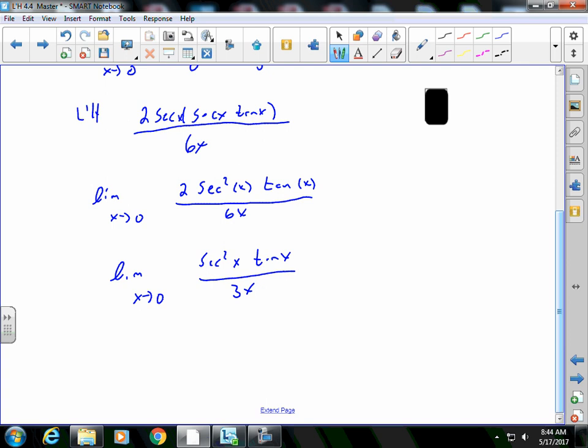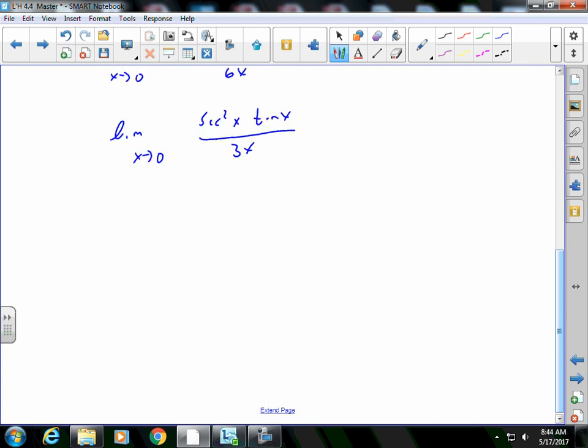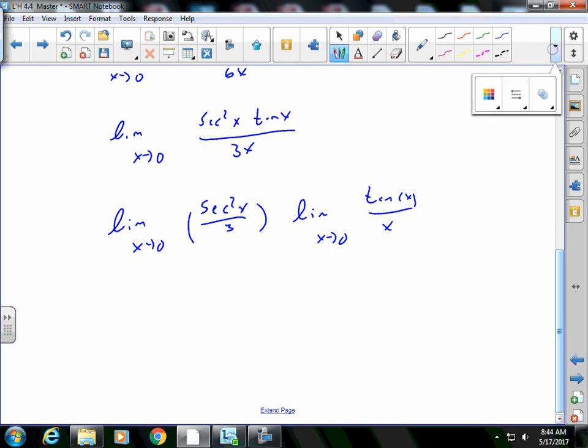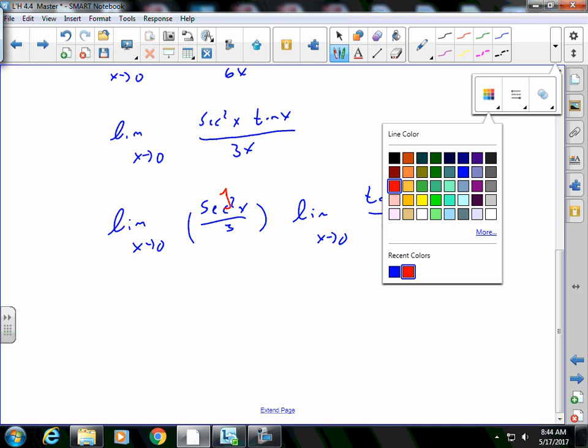Now, I can look at this and play around, and I'm still not going to get an answer I like because tan is going to go to 0. I got 0 over 0, but I could say, well, the limit of the products is equal to the product of the limits. What does that mean? Well, I can look at the limit as x approaches 0 and evaluate the secant squared x over 3 and multiply that by the limit as x approaches 0 of the tan of x over x. Well, the numerator for here is a 1. So this whole thing is a 1/3.